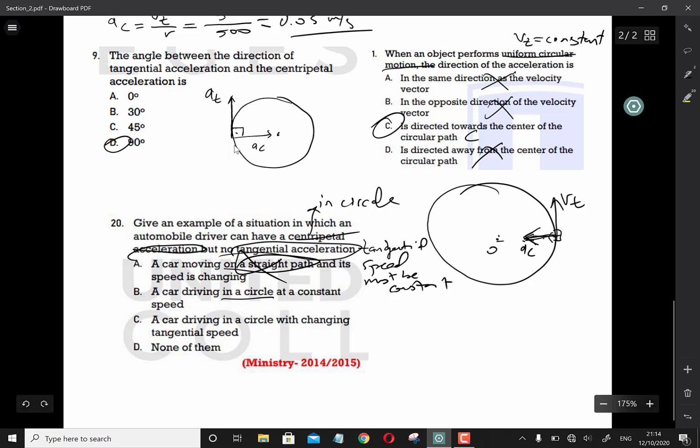At constant speed, this is correct. Yes, seems to be correct. C, a car driving in a circle but changing speed? No. If it is changing, there will be a tangential acceleration. None of them. The correct answer is choice B for this question.